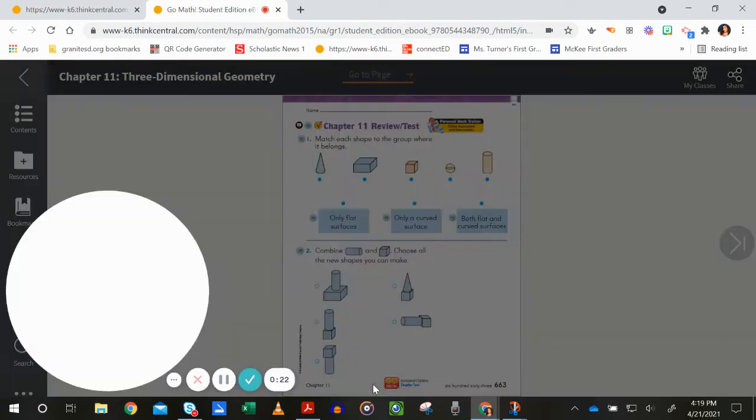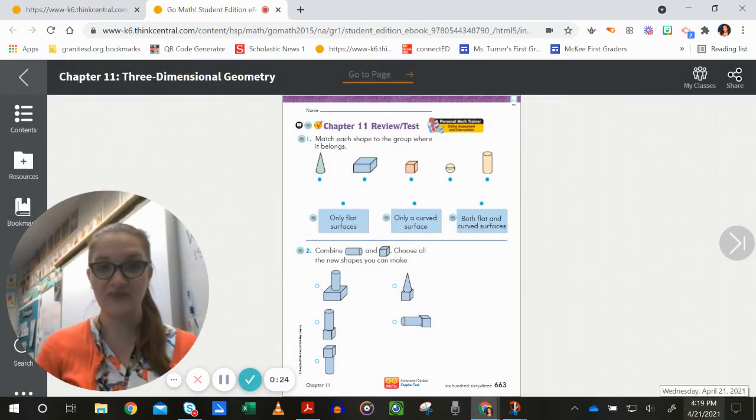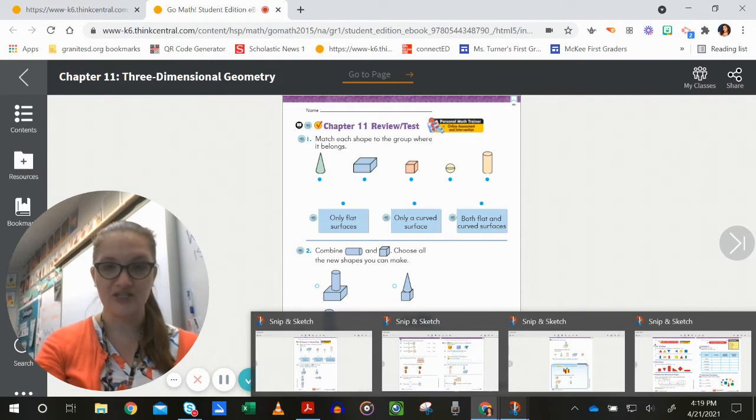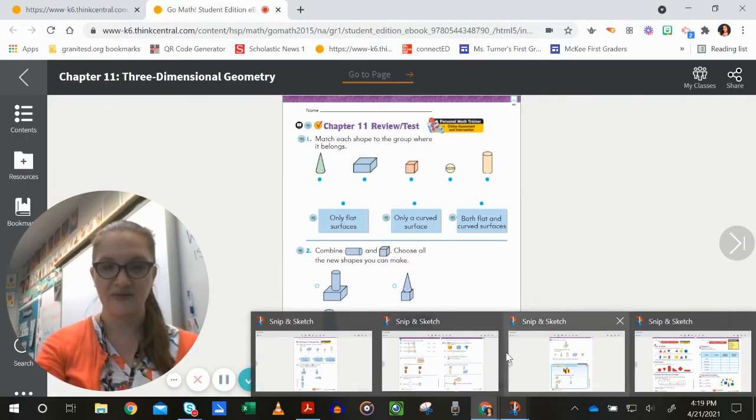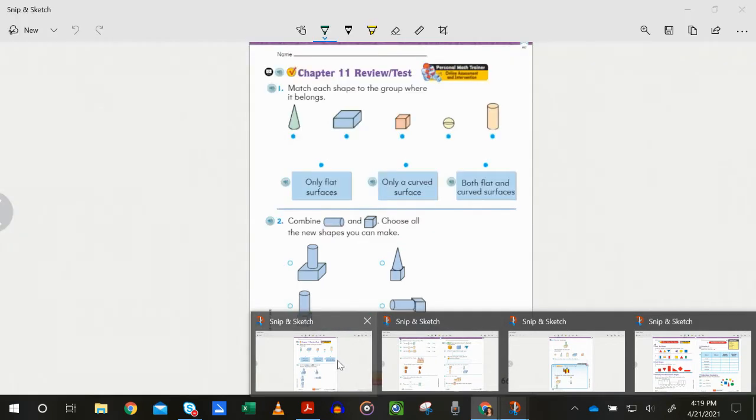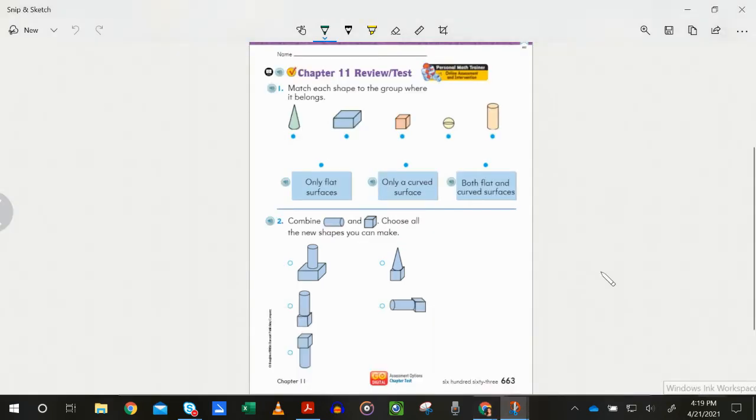These are pages out of your book. Okay, so we are starting with this one here. So it's page 663. And of course, like any time we review a chapter, we want to make sure that we have a pencil and a crayon ready to go. Okay, so if you need to get anything, pause the video and then come back when you're ready. And let's begin. We are looking at the chapter 11 review or test.